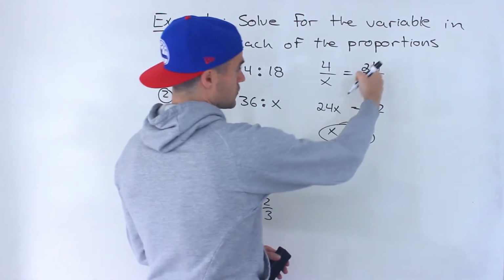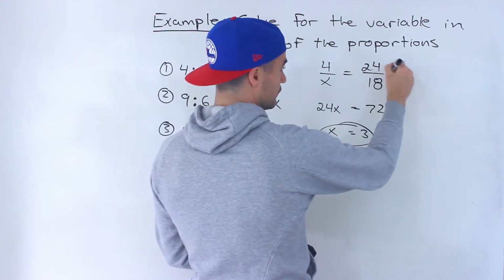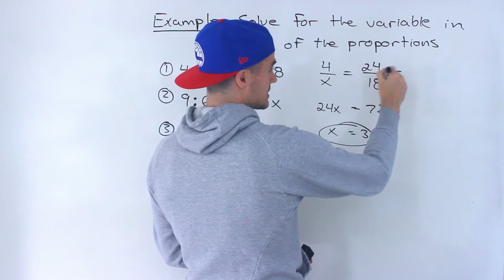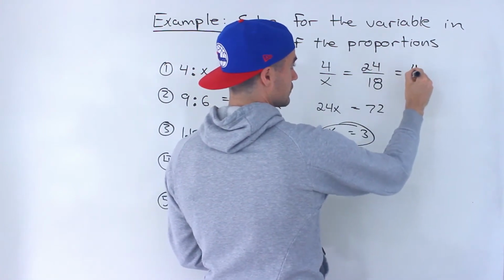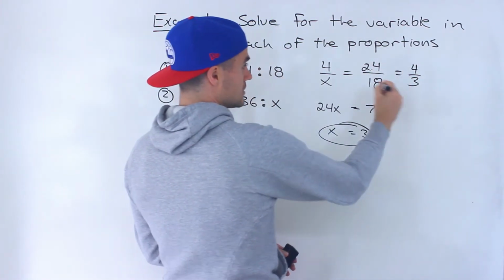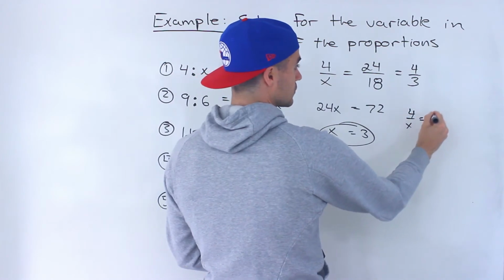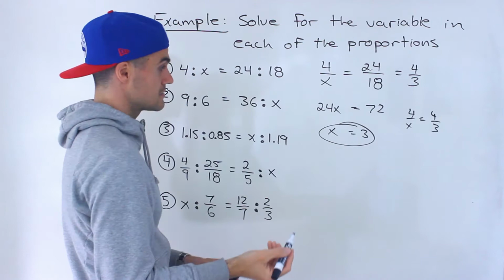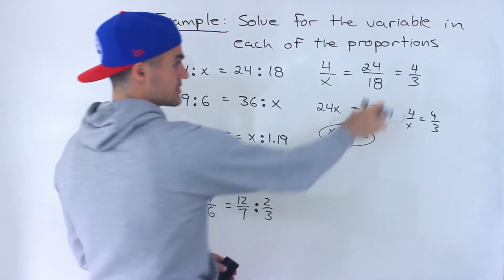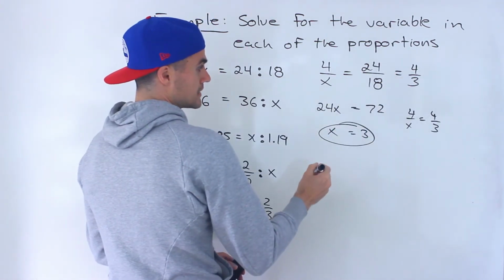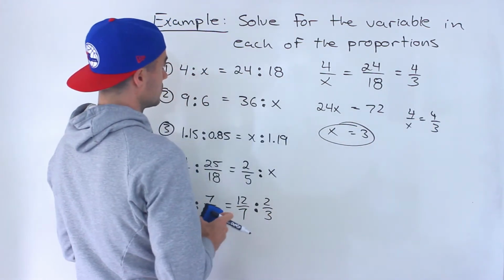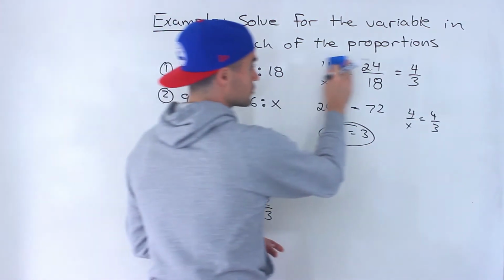Another thing you can do is this 24 to 18, we can actually simplify this. We could do like an extra step. So notice that 6 goes into both, so this simplifies to 4 over 3. So notice we would have 4 over x is equal to 4 over 3. So it's easy to see there that the x has to be 3. So whichever way you do, you don't necessarily have to simplify, but that's another thing you can do. Either way, the x value is 3 for this first proportion.